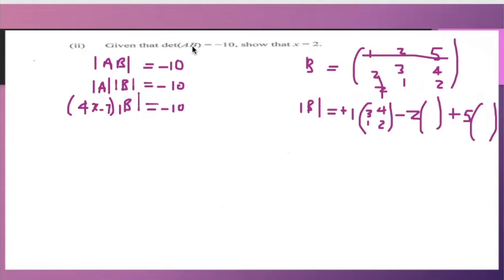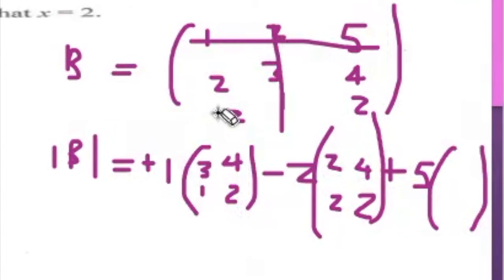Next, I am going to remove the first row along with the second column. So the center will be removed and I am going to have 2, 2, 4, 2. Now I am going to remove the first row and the last column. So once again, my 2x2 matrix, 2, 2, 3, 1.